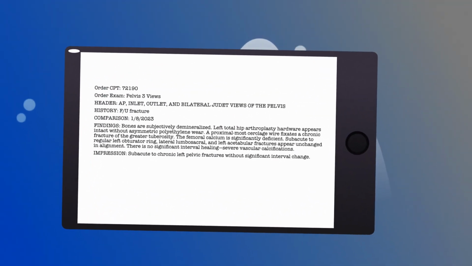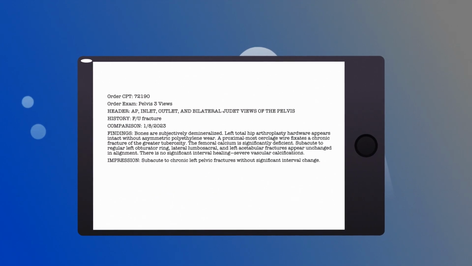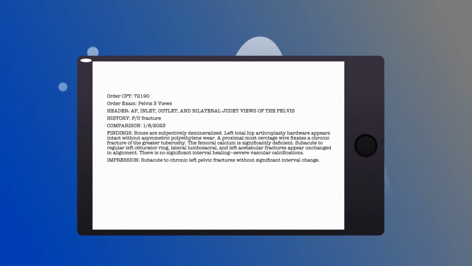Radiology report, order exam, pelvis 3 views. Header: AP, inlet, outlet, and bilateral Judet views of the pelvis. History, follow-up fracture. Comparison, 1/8/2023. Findings, bones are subjectively demineralized. Left total hip arthroplasty hardware appears intact without asymmetric polyethylene wear. A proximal most cerclage wire fixates a chronic fracture of the greater tuberosity.